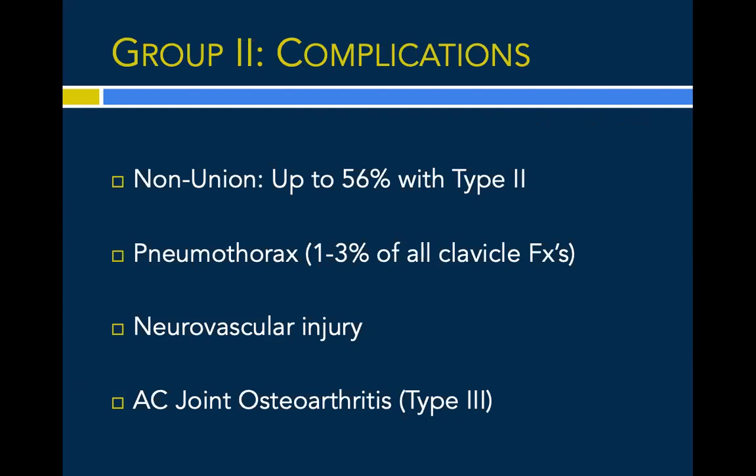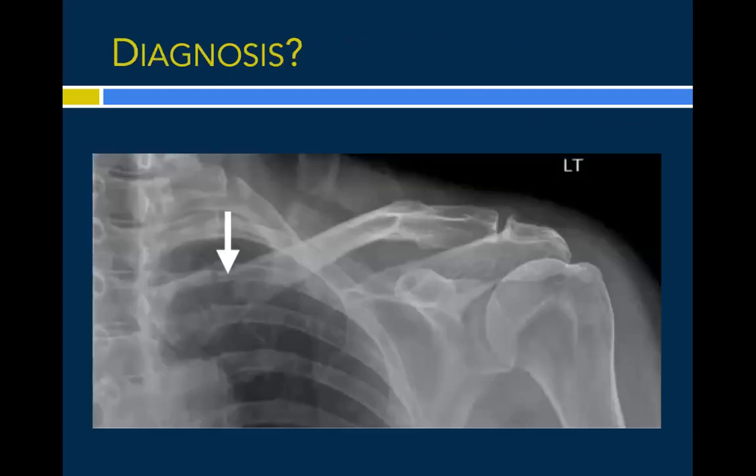So again, complications are much more common in group 2s. These are more complicated fractures. You can see up to 56% with type 2s. I would argue those are probably ones that should have been managed surgically that they tried to non-op. We see a similar rate of pneumothorax and neurovascular injury here. And with the type 3s, remember this is an intra-articular fracture. Now we worry about premature osteoarthritis.